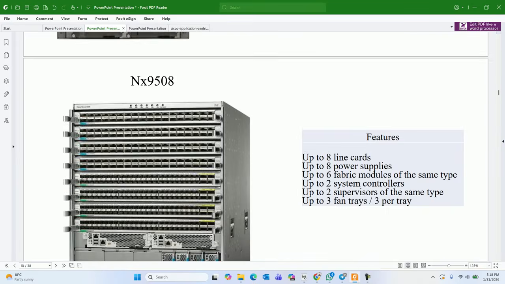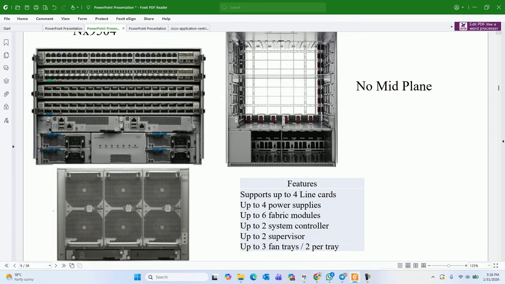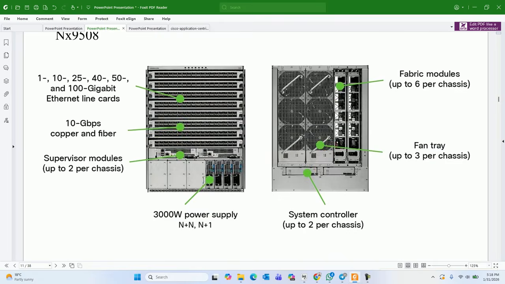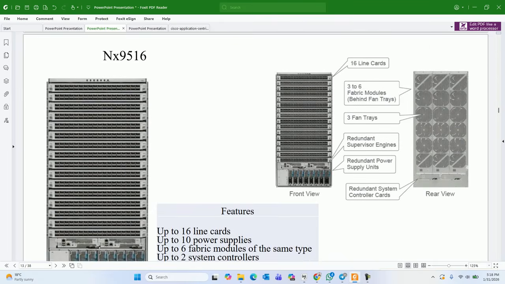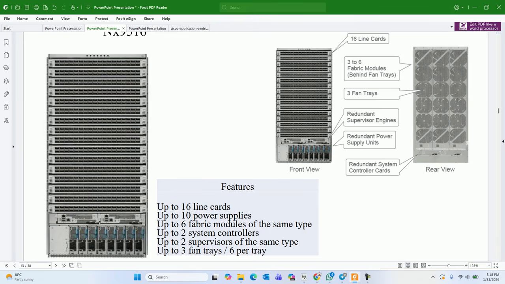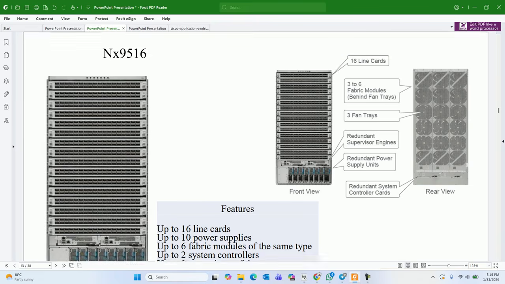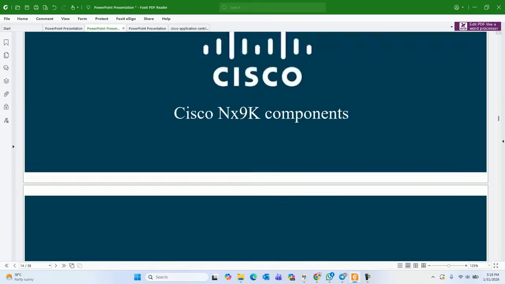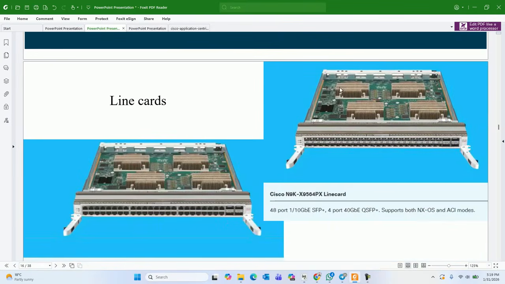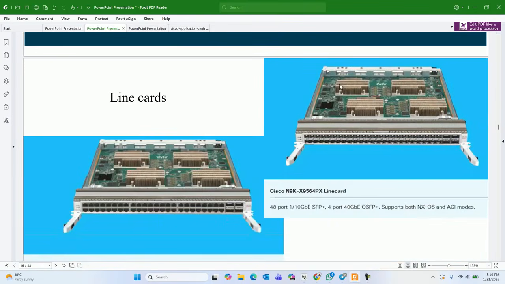This is the 9516. So we have the 9504, we have the 9508, and then we have the 9516. So we have three switches in the modular series: 9508, 9504, 9516. Then these are the line cards. What are these line cards?